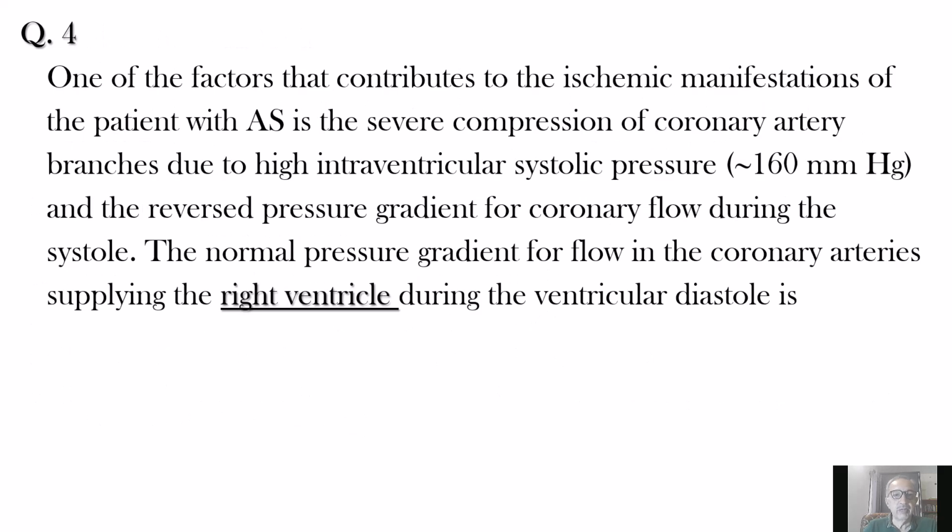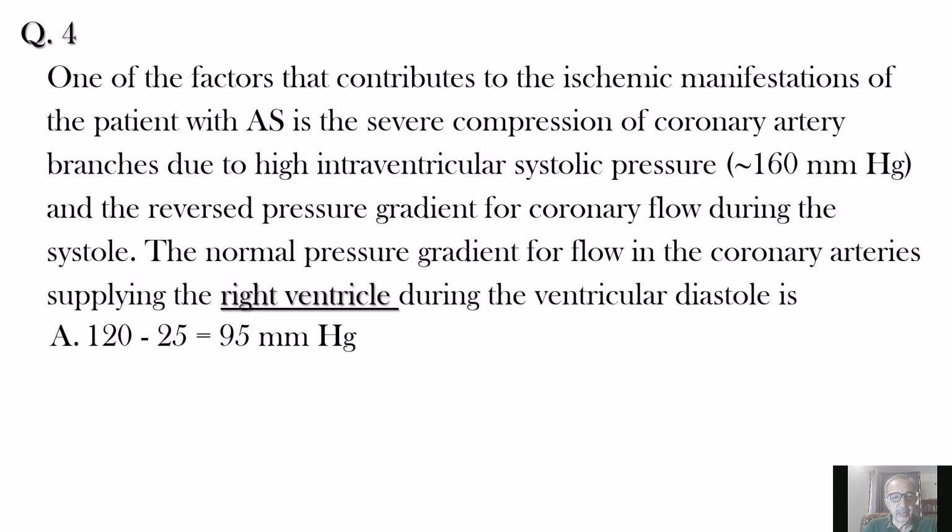4. One of the factors that contributes to the ischemic manifestation of patients with aortic stenosis is the severe compression of coronary artery branches due to high intraventricular systolic pressure, in this case 160 mm mercury, and the reversed pressure gradient for coronary flow during the systole, because the aortic pressure will be less and the ventricular pressure will be high, so the pressure gradient is reversed. In fact, the question is this: the normal pressure gradient for the flow to occur to the right ventricle during the ventricular diastole is how much?